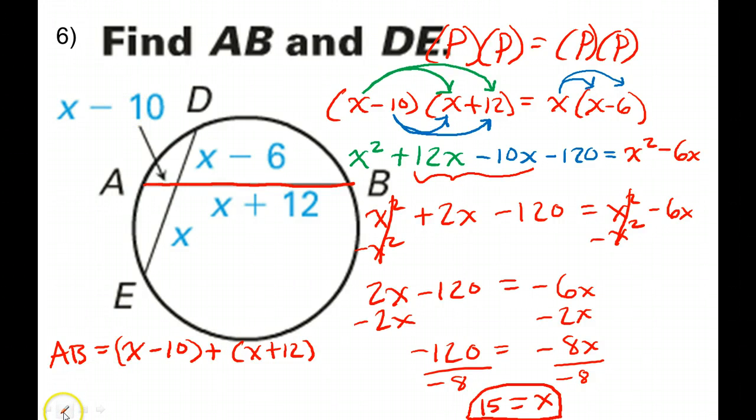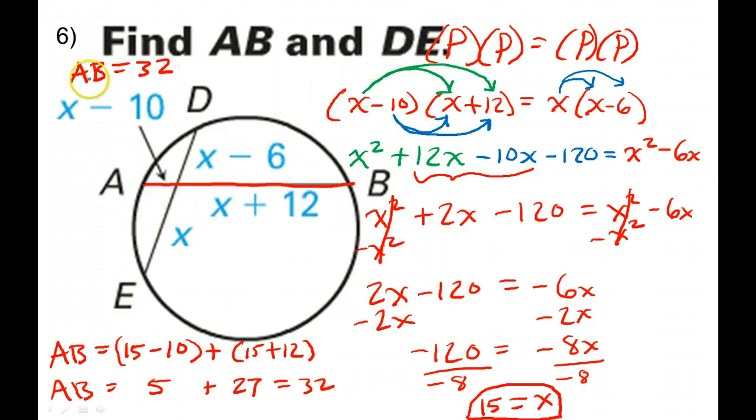So let's substitute 15 for these x's and see what we get. Instead of x minus 10, this really is going to be 15 minus 10. And instead of x plus 12, it'll really be 15 plus 12. So I'll put 15 in for these x's. So that tells me that AB is actually 15 minus 10, so that's 5, plus 15 plus 12, that's 27. Plus 27, of course, is going to be 32. So AB is 32. Let's just record that.